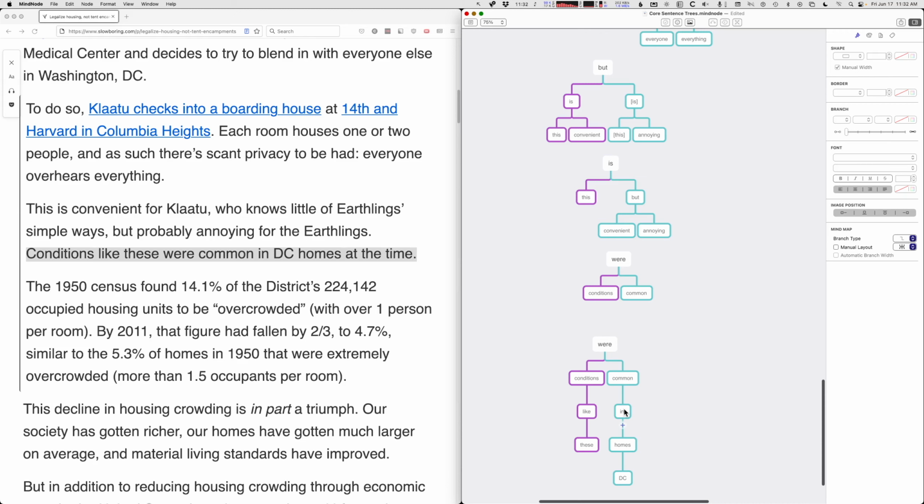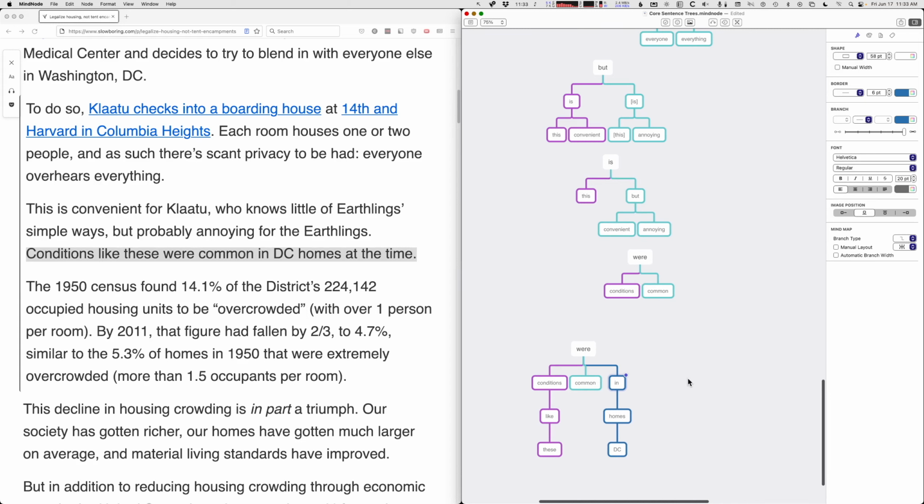Wait, this does not modify common. It's either going to modify conditions or were. I just put it after common on autopilot because it came after common, but it does not modify common. That doesn't make sense. In DC homes is not telling us a type of commonness or nature of commonness or something. It's telling us where they were common. So I think it is modifying the were. That also makes sense conceptually as the conditions being in DC homes. But I think if it was conditions in DC homes, the in DC homes modifier would be before the verb. Since it came after the verb, I think it's supposed to modify the verb.